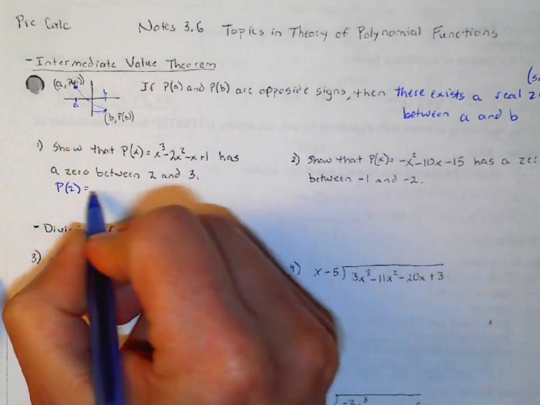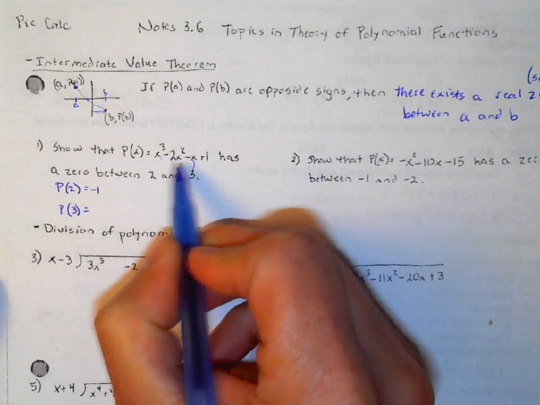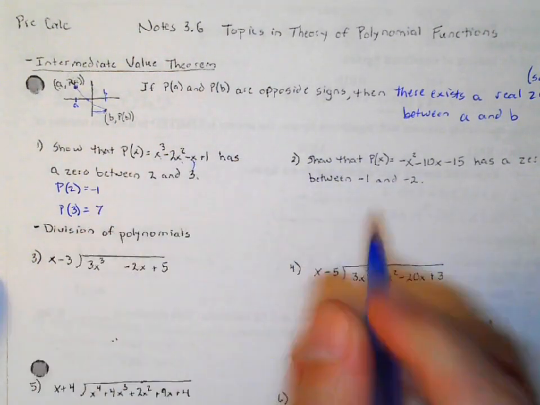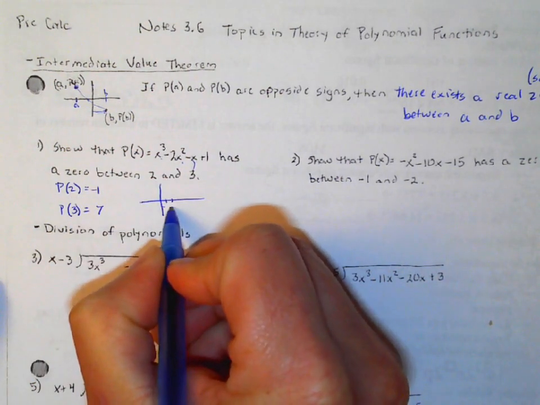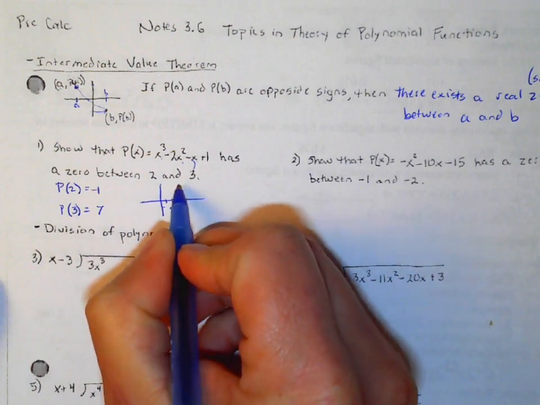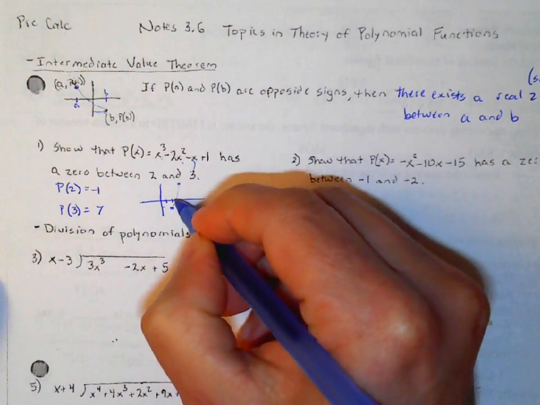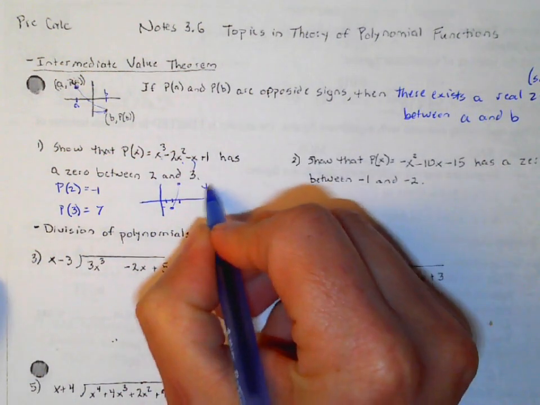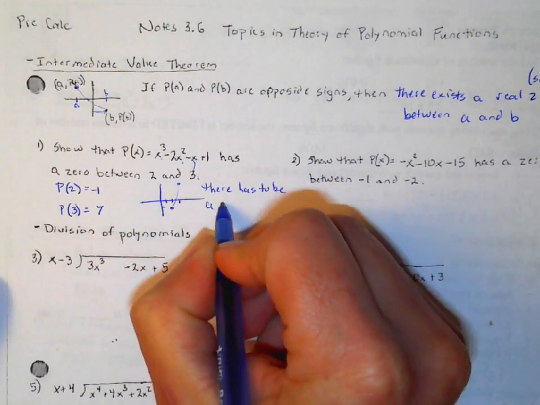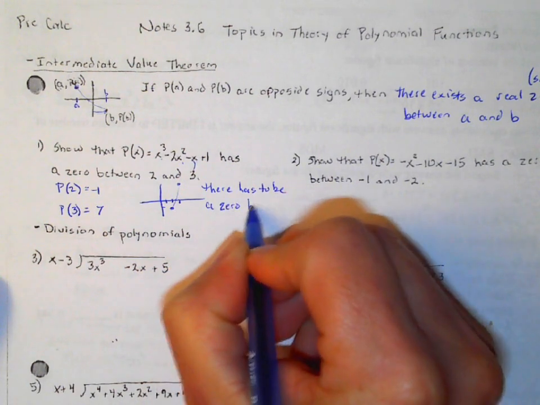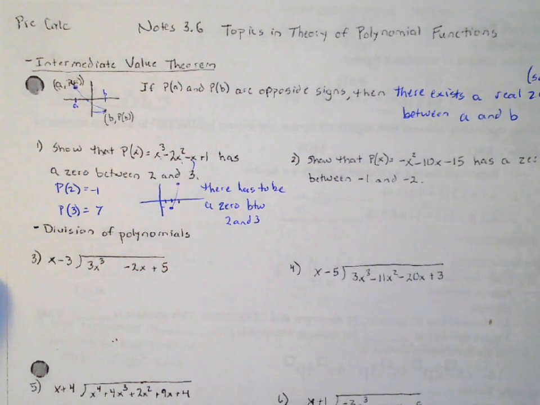If I find P of 2, plug a 2 in here and here and here, plug a 2 in for all those, I get -1. And if I find P of 3, plug a 3 in here, here, and here, I get 7. Okay, so basically if we look at this graphically, I know that if I plug in a 2, I get a y of -1. If I plug in a 3, I get a y of 7. So I know that between 2 and 3, there's got to be a 0 in there somewhere. Okay, so there has to be a 0, a solution between 2 and 3. So 2 point something is going to be a solution in there.